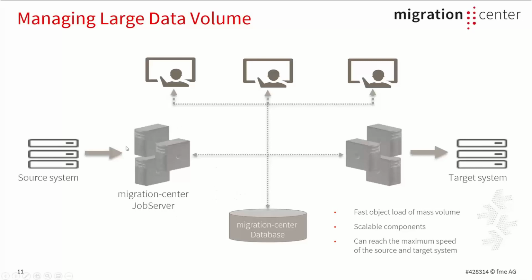You install the job servers close to your source system. We tend to have 2 to 3 job servers per system. You have unlimited numbers of job servers when you lease or buy a Migration Center. The same thing you have on the target system, 2 to 3 job servers you install there. In the middle, you have the Migration Center database, where you have the connection for all your clients. Same thing here, you have unlimited numbers of clients that can log in and work on the migration sets. We can look into that in a bit.